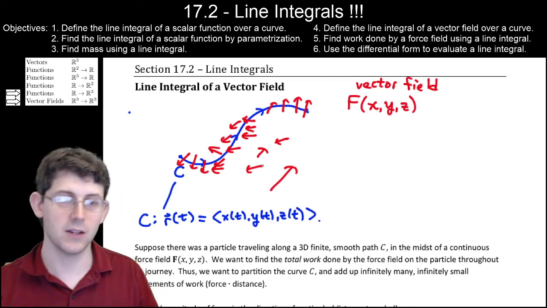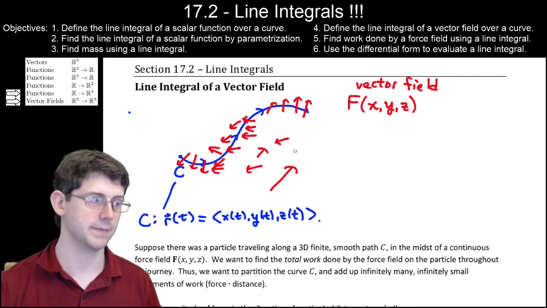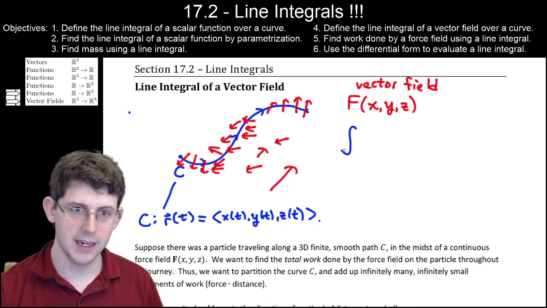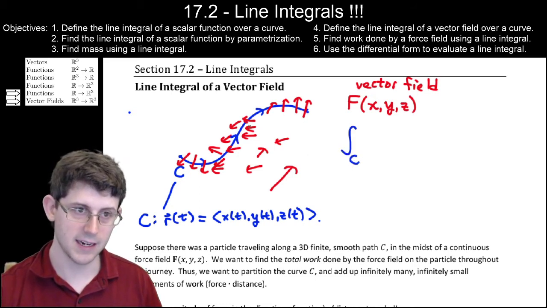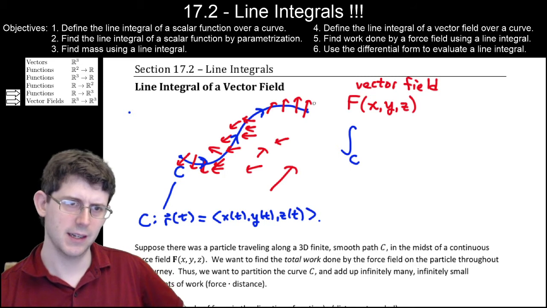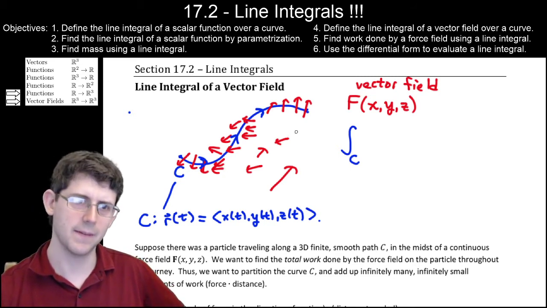Great. What's the total contribution of the vector field when I walk along this path? So the integral over this curve, that's why it's a line integral, is because it's all based on this curve. How do I tell if the force is helping or hurting along this path?